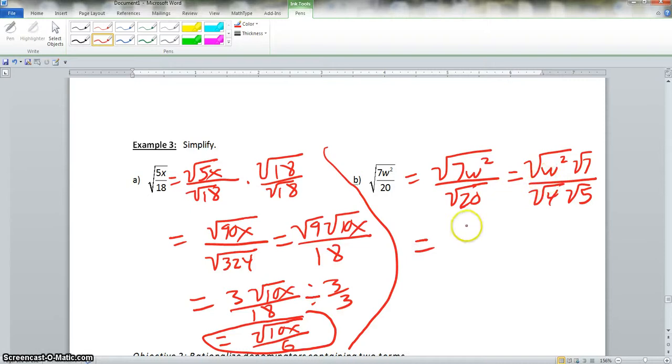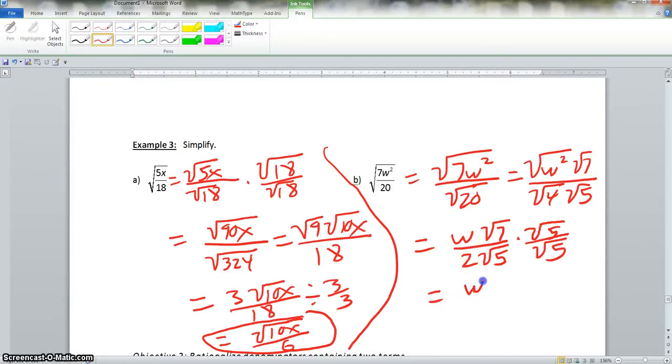Now we know the square root of w squared is w. We bring over our square root 7. Square root of 4 is 2. And we add square root of 5. Now we have to get rid of this square root out of the denominator. So we'll multiply the numerator and denominator by the square root of 5.